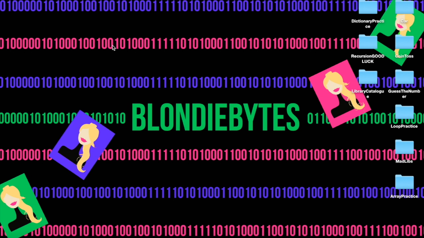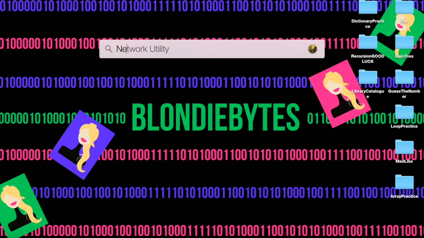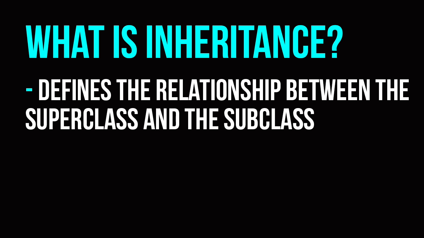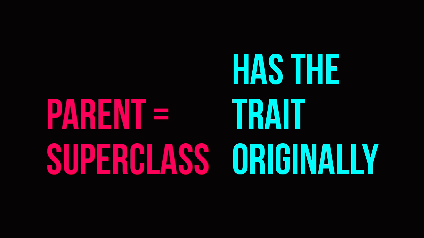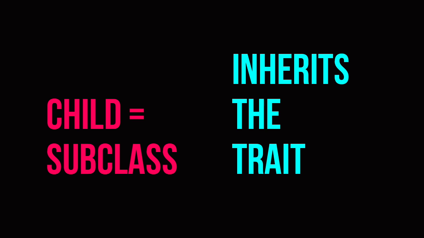But let's just dive into the code and open NetBeans, do our usual things. So NetBeans. And so inheritance defines the relationship between a superclass and a subclass. We'll talk a little bit more about these later, but basically the parent, the person that has the trait originally, is like the superclass, and the child who inherits the trait is the subclass. So parent, superclass, subclass, child.